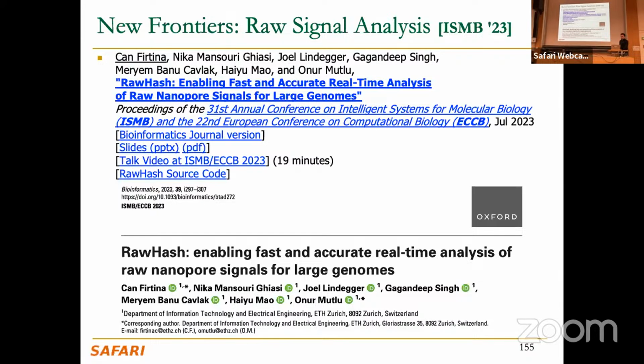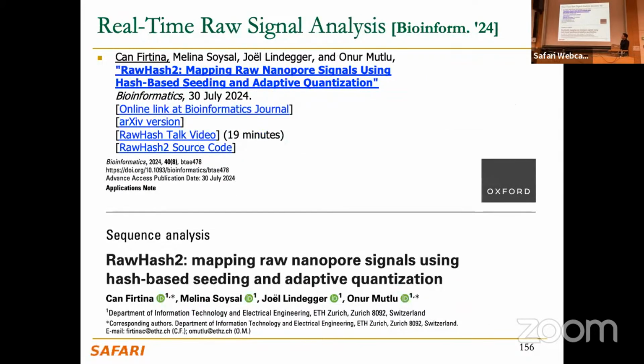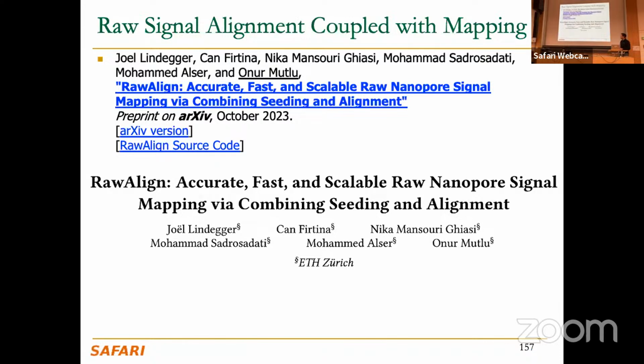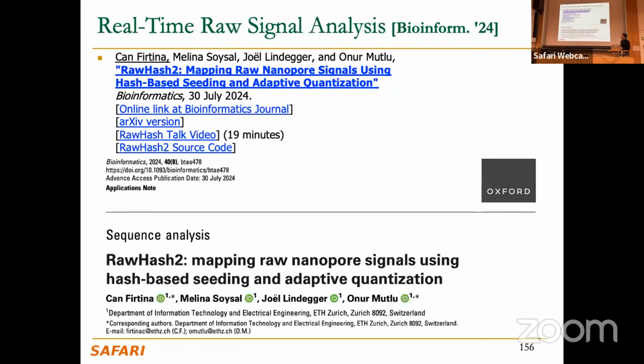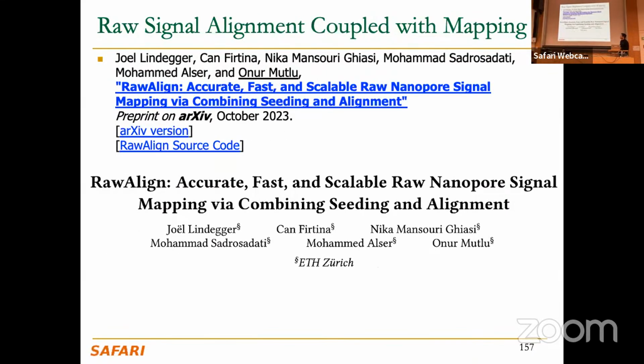So this is RawHash. We further improve RawHash by performing the quantization a little more intelligently, doing some mapping decisions in a machine learning fashion as well to make more robust decisions. This is what we provide in RawHash2.